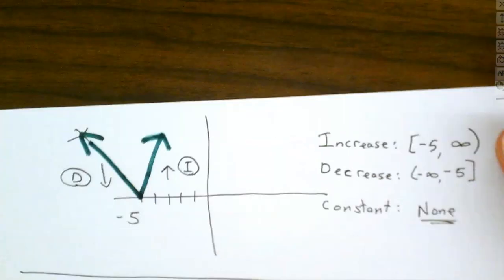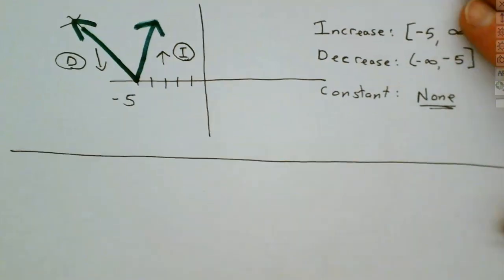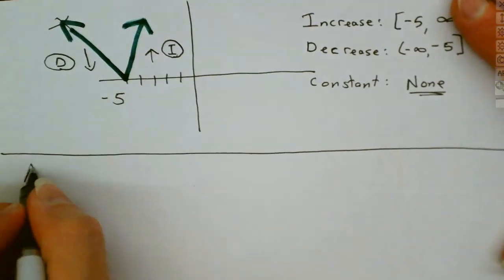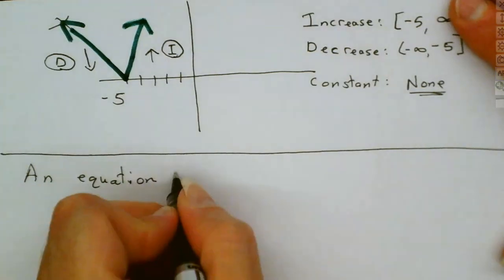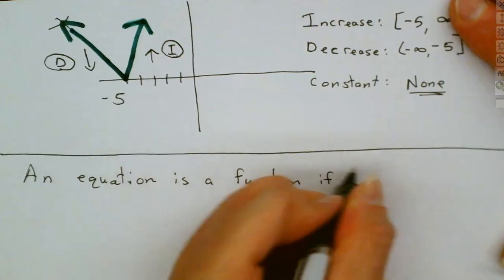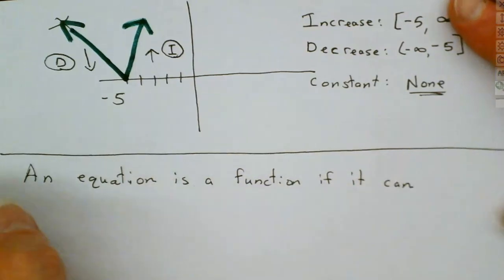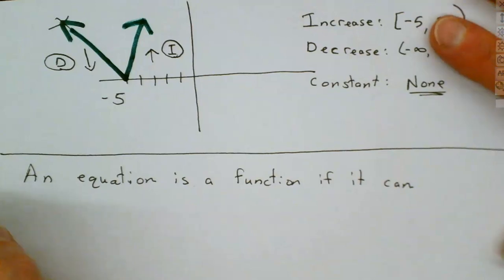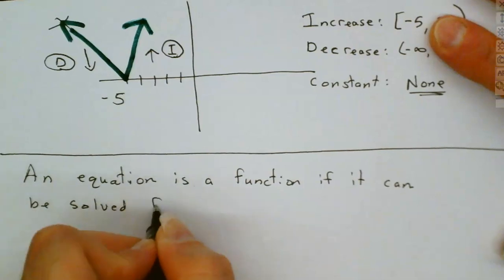And we'll start by talking about an equation and talking about labeling it as being a function or not a function. So an equation is a function if it can be solved for x. Or sorry, not x, y. Sorry about that. So you're going to solve it for y. So an equation is a function if it can be solved for y.